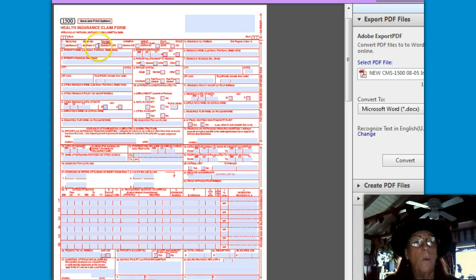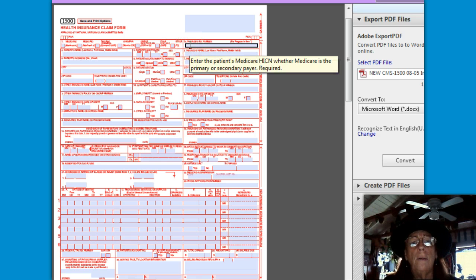So we'll start with block 1, and you'll notice that you need to place an X in one of these blocks to indicate the type of insurance that you have. So if you have Medicare, or Medicaid, or TRICARE, or CHAMPVA, or group plan, or FECA, or other, you would mark an X in the appropriate block.